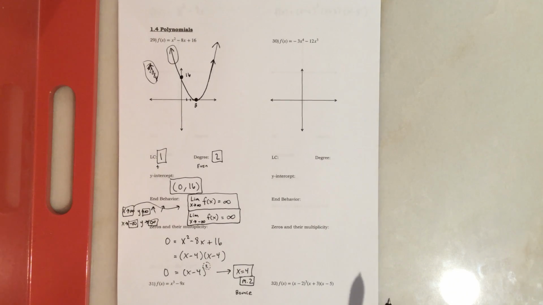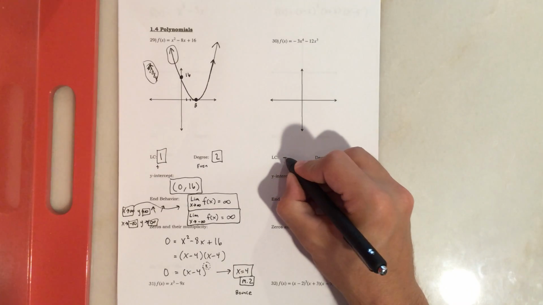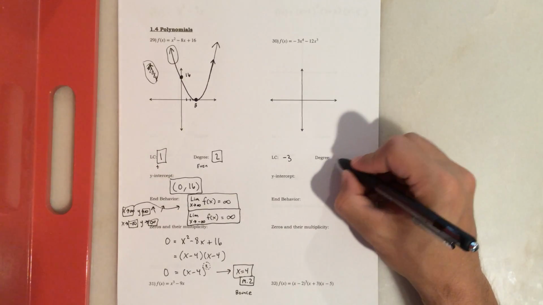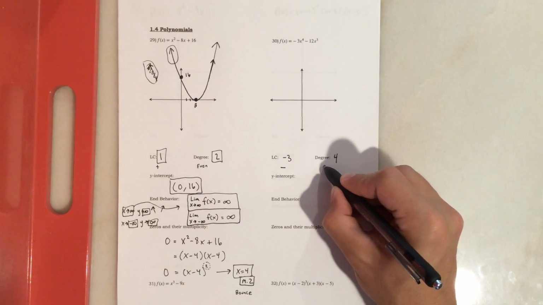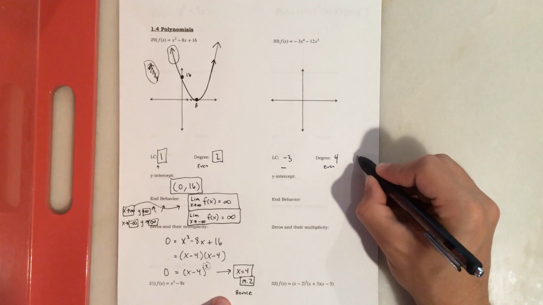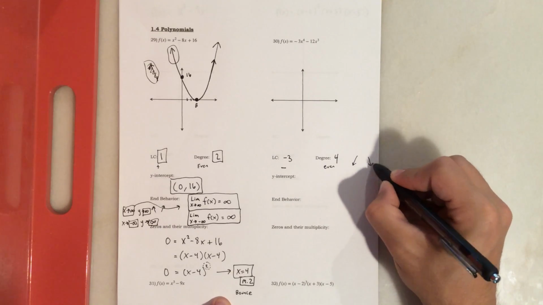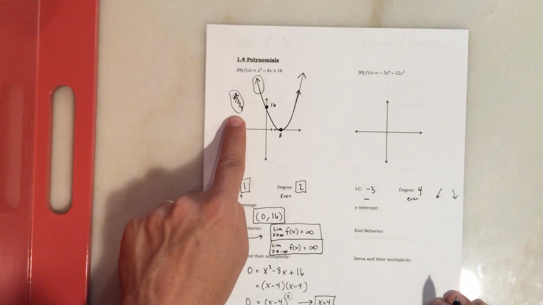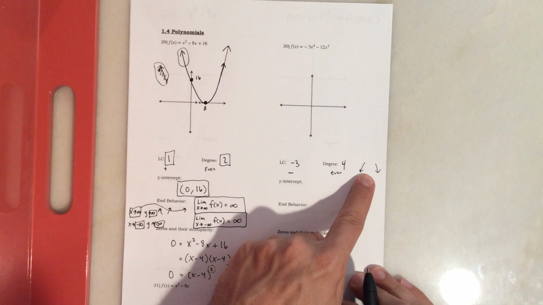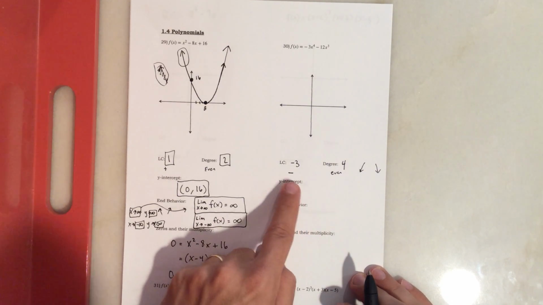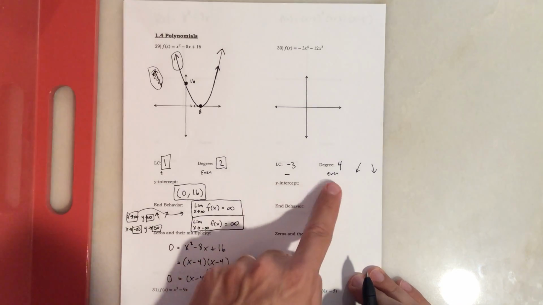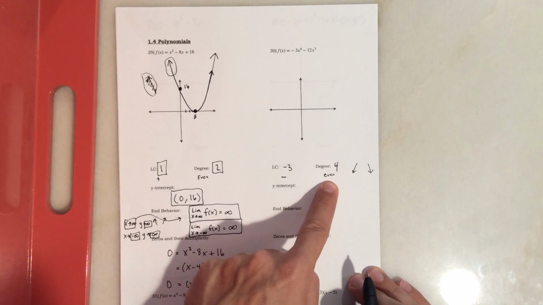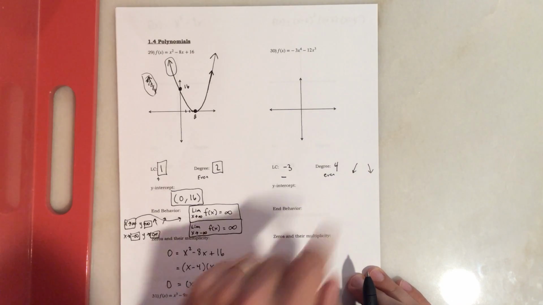A little bit faster pace now. The leading coefficient is -3. The degree is 4. So we have a negative leading coefficient and an even degree. So maybe over here, that way I don't have errors in my graph, I just kind of indicate to myself what that's going to look like. The negative leading coefficient means we're looking at a downward trend, but the even degree means they point in the same direction. So both are pointing down.